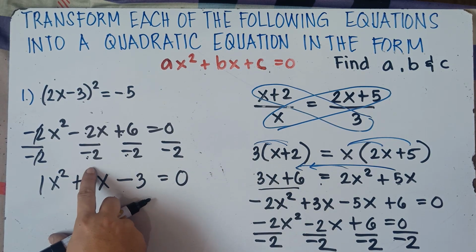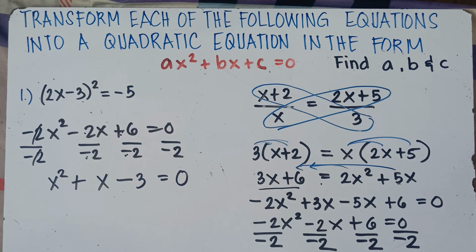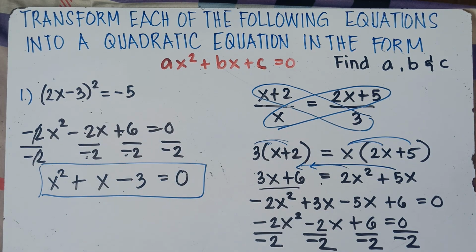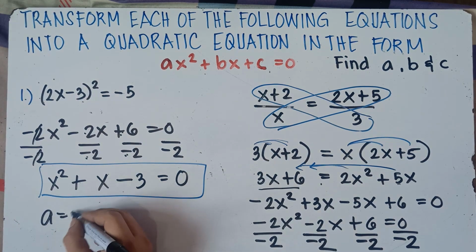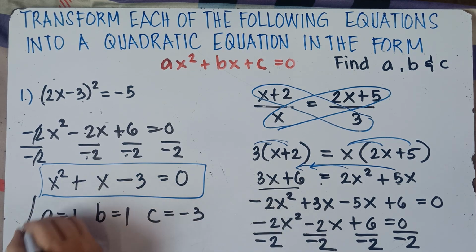We can erase the 1, class. Understood that there's a 1 here. And also we can erase this 1. That's it, class. That's the answer for number 5. So our A, beside x squared, is 1. Our B is 1. And our C is negative 3. All set, class, for this one.